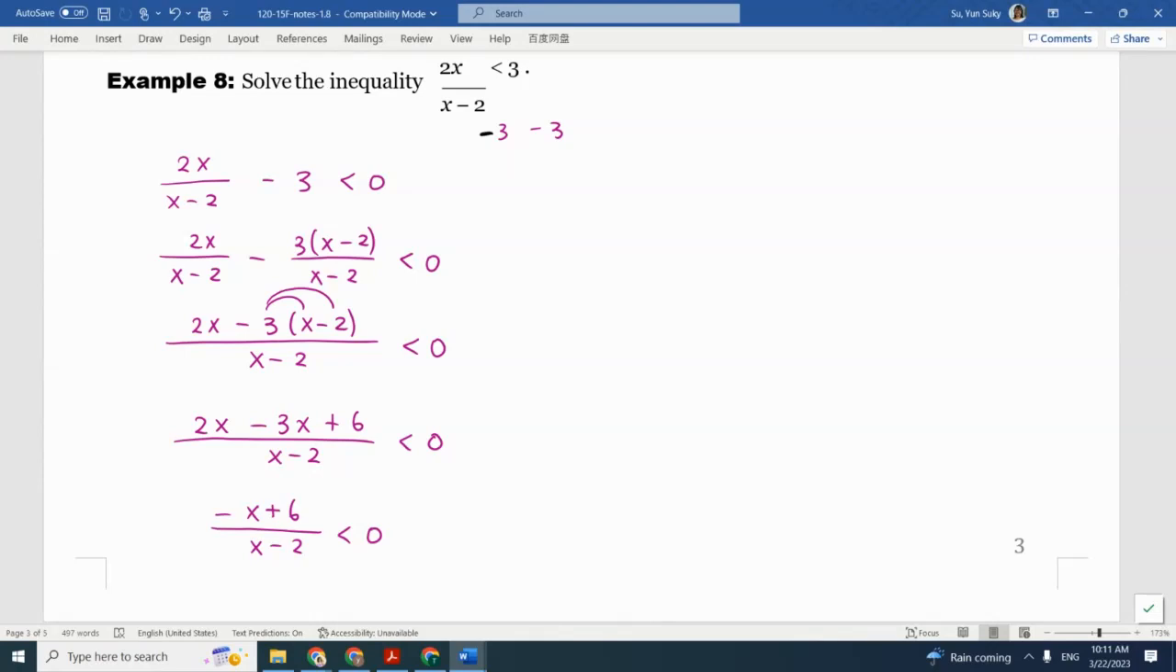So we're ready. We set each factor equal to 0 and find the critical numbers. So minus x plus 6, set it equal to 0. x minus 2, set it equal to 0. What is x? 6. What is x? 2, right? And these are the critical values.